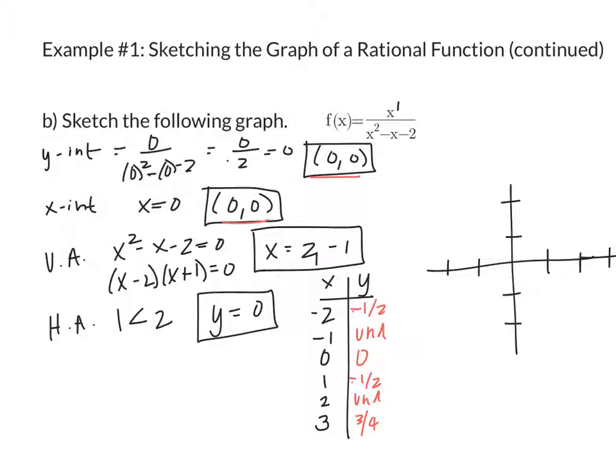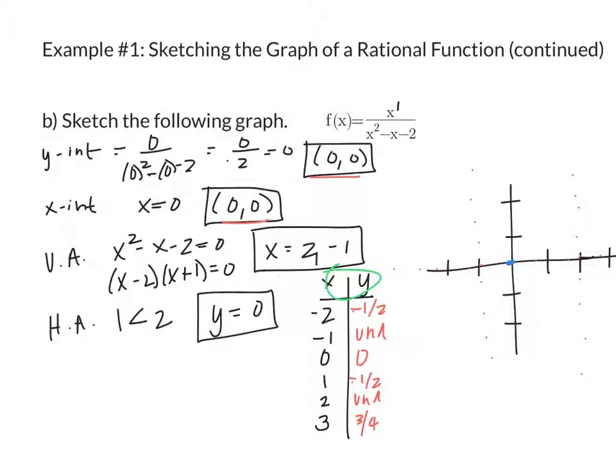So to put my points on here, my y-intercept and my x-intercept are both 0, 0. And then I see some asymptotes. I have a vertical asymptote at +2 and at -1. And then we have a horizontal asymptote on the axis. So with that being said, we're going to plot our additional points that we found from our table.